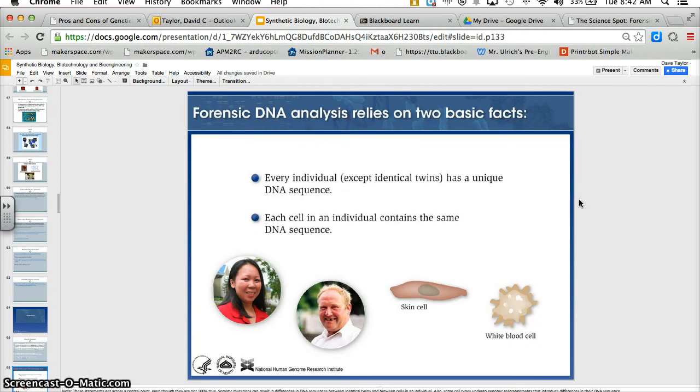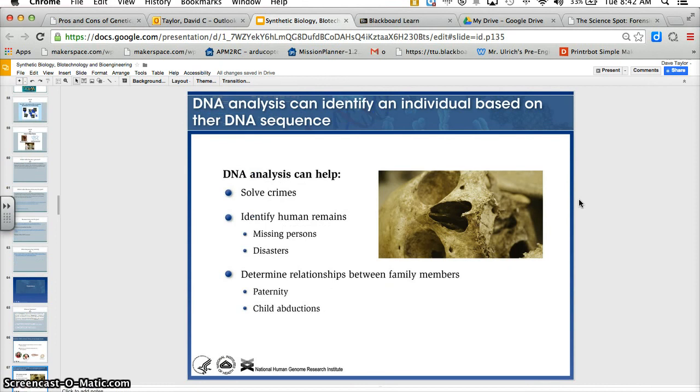Now, forensic DNA analysis relies on two basic factors. Every individual, except identical twins, has a unique DNA sequence. Each cell in an individual contains the same DNA. That could be skin or white blood cells, which still have the same DNA. DNA has been used to solve crimes, identify human remains, find missing persons, determine relationships between family members, etc.